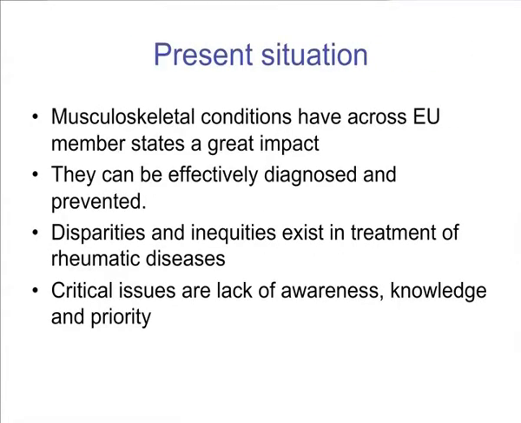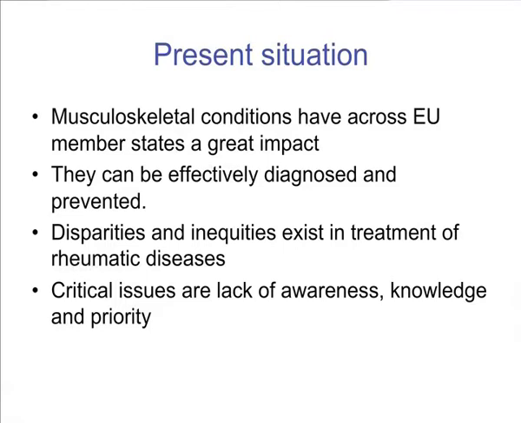The present situation thus is that musculoskeletal diseases in the EU are important. They create a lot of impact on the individual, on the healthcare system, on societies. But we also know that they largely can be prevented and they can be treated. They can be diagnosed. However, the point is that there are disparities and inequities in the treatment of rheumatic diseases in the European countries. And the critical issues for this are lack of awareness, lack of knowledge, and priority.